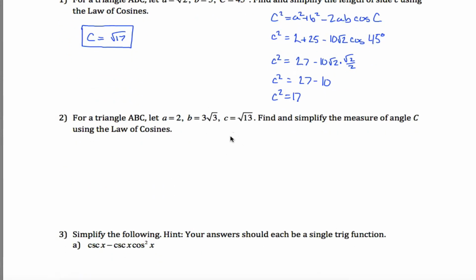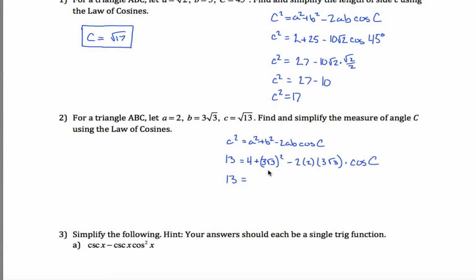Same idea here, start out with the same formula, c squared equals a squared plus b squared minus 2ab cosine c. And plug in, except now what you're plugging in is little c is root 13. So root 13 squared is 13. A is 2 now, so 2 squared is 4. B is 3 root 3. That's a little bit of a pain to square. Maybe I'll leave it as 3 root 3 squared and talk through my steps in the next line. Minus 2, I'll write it out, 2 times A times B times cosine of C.